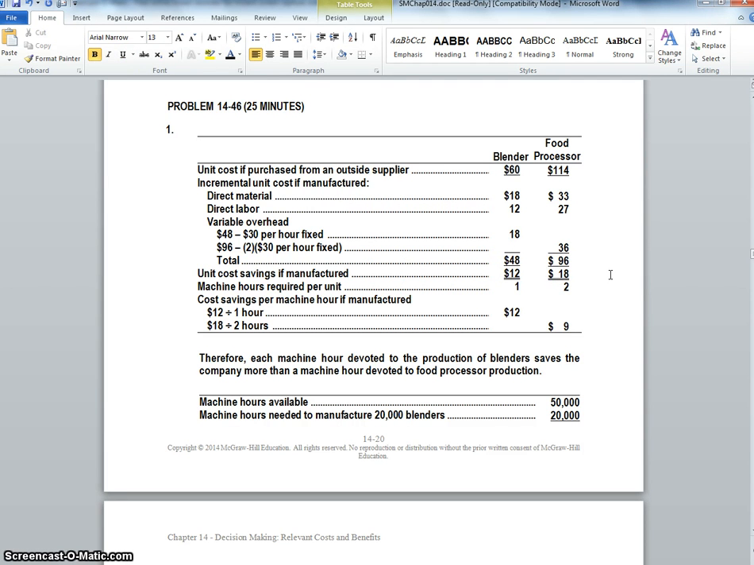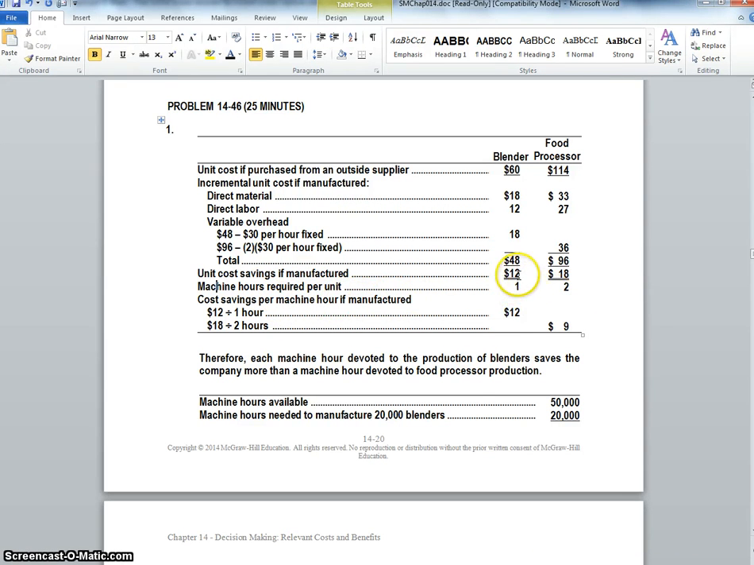If you were to just stop right here, you'd say, oh, we should just manufacture as many food processors as we can because they're more expensive to buy outside. There's an additional twist here. We didn't give you those machine hours in the problem for nothing. So now take these unit savings and calculate cost savings per machine hour.